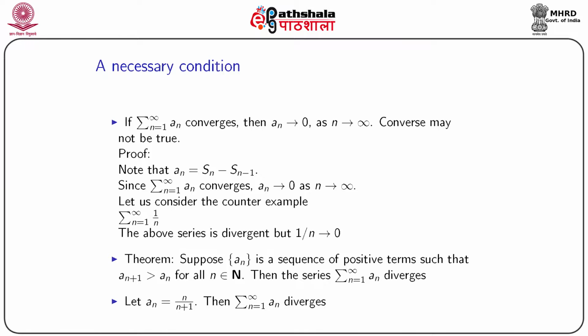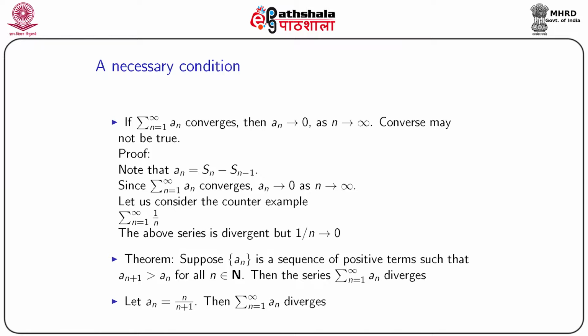Now we will discuss a necessary condition. We will show that this condition is not sufficient. That means if a series converges, then it has to obey this condition, but following this condition will not suffice for convergence. So we write: if the sum over n from 1 to infinity of an converges, then an must converge to 0 as n tends to infinity. The converse may not be true.